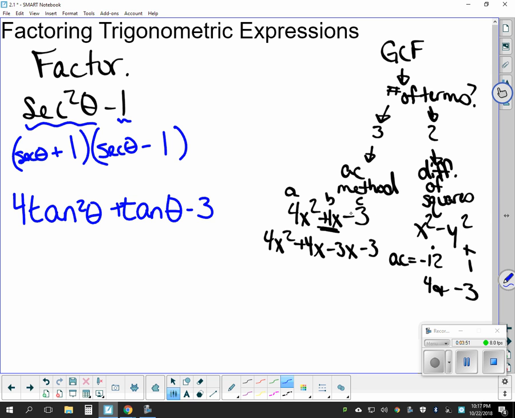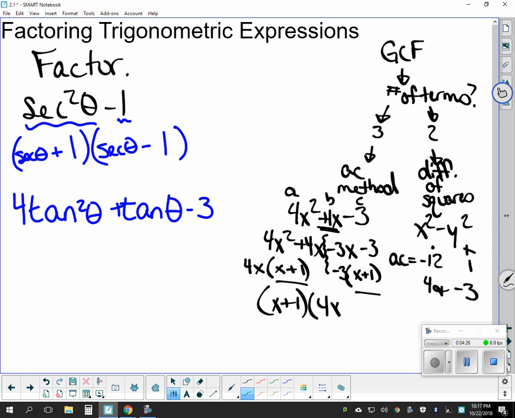So I rewrote the problem, I just substituted in. 4x minus 3x is 1x. So my problem didn't change, it's still the same value, it just now has 4 terms instead of 3. Well, a problem with 4 terms I can factor by grouping. So in the first half, my GCF is 4x. That leaves me with x plus 1. In the back half, my GCF is negative 3. That leaves me with x plus 1. And then I can factor out x plus 1 to the front, and 4x minus 3 is left.